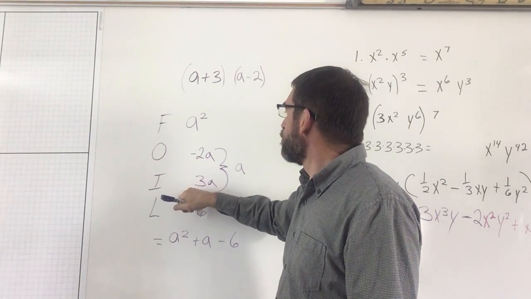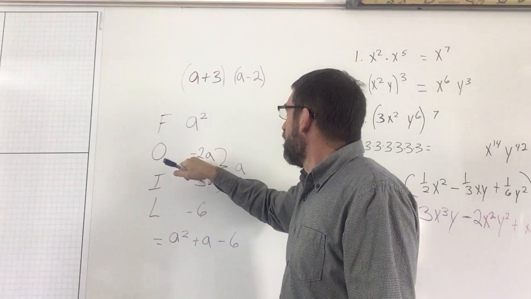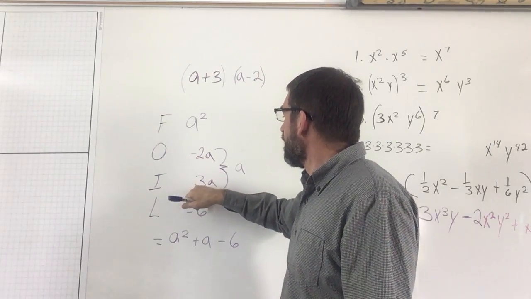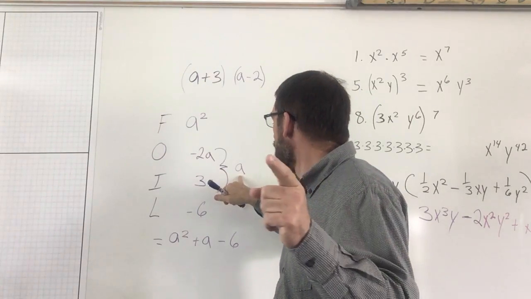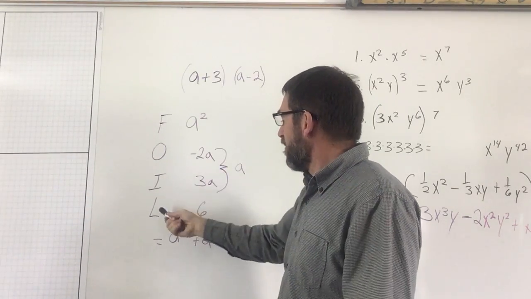Now you combine these two terms. So you have the negative 2a and the negative 3 leaves you with 1a. I didn't put the 1 down there. I just have a. And now the last terms.